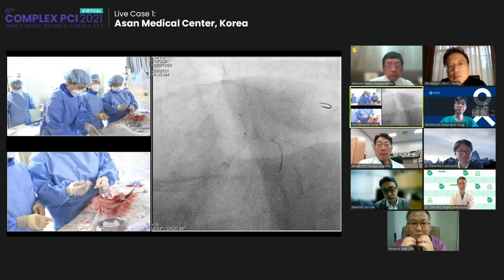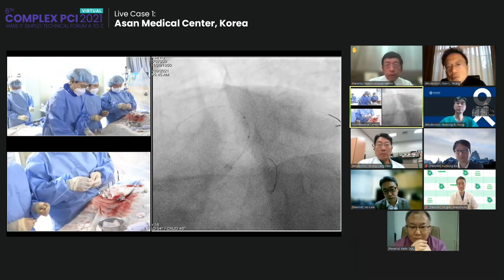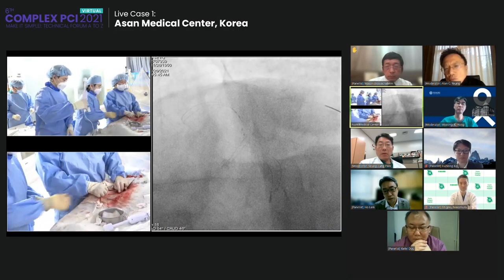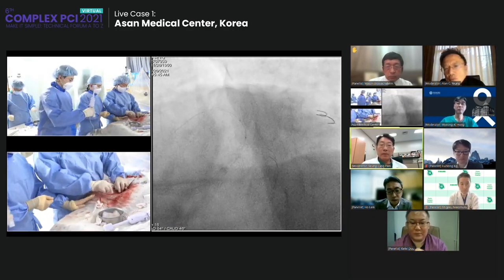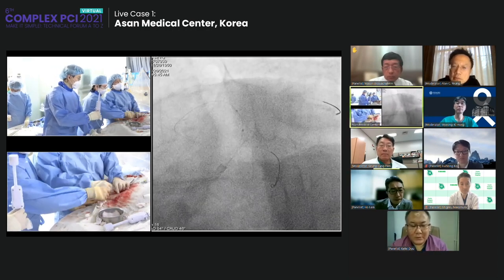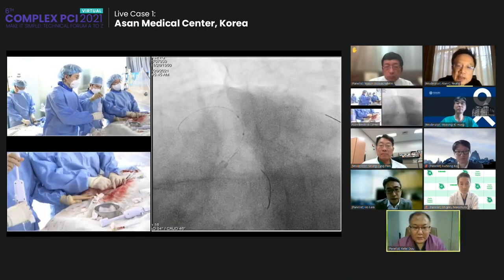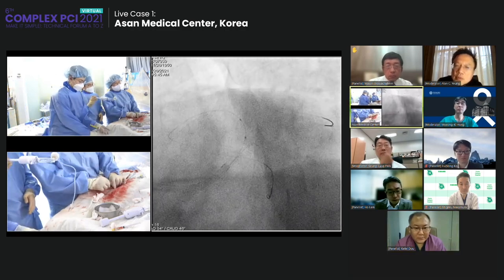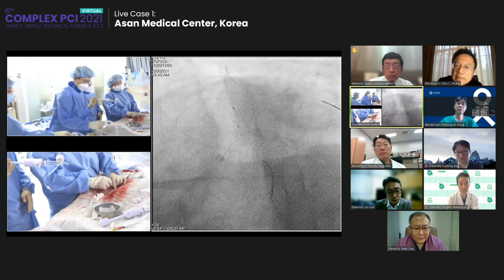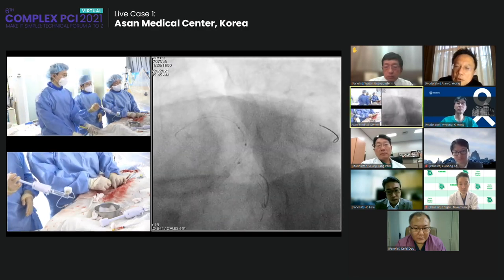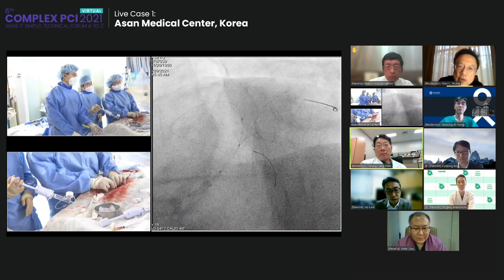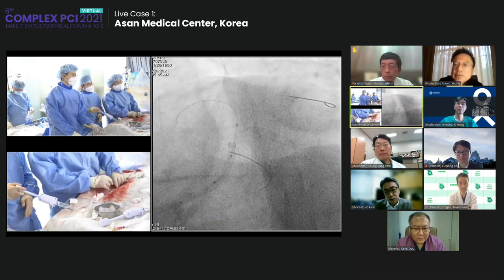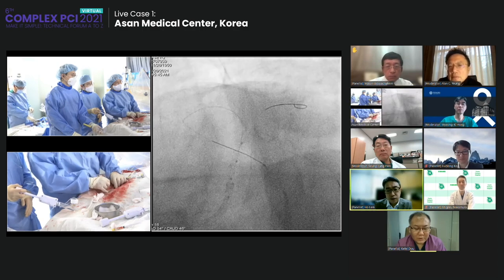So what is the next? Same with the DK technique. Before crush, I like to apply high pressure for the circumflex ostium. Non-compliant? Yes, non-compliant high pressure balloon. Same size or different size? We measured the circumflex ostium by IVUS as 4.0, but personally 4.0 is too big, so I selected a 3.5. And the stent size was 3.5.